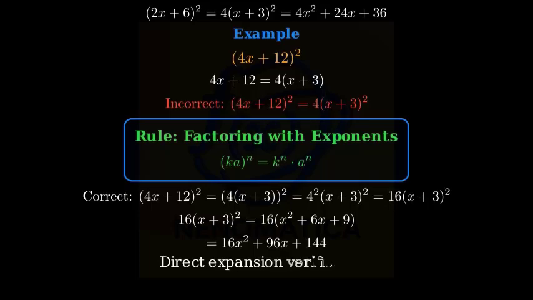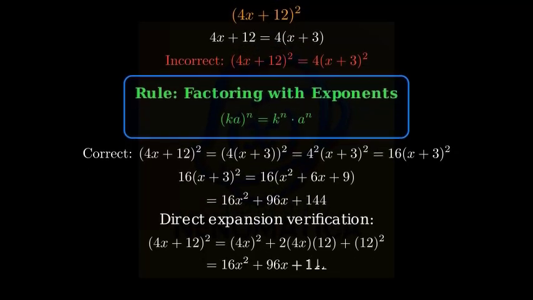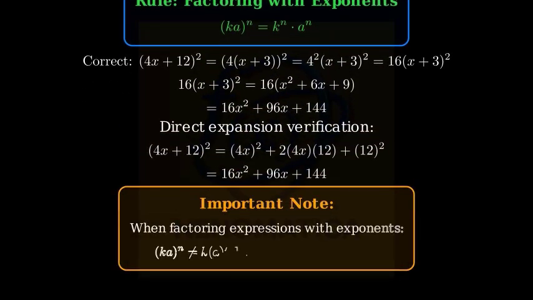Let's verify this by directly expanding 4x plus 12 squared. Using the binomial square formula, we get 16x squared plus 96x plus 144, which matches our factored expansion. This example shows that factoring before squaring requires careful attention to how the exponent applies to the factored form. In general, when factoring a term with an exponent, the exponent applies to the entire factored expression, including any coefficients factored out.